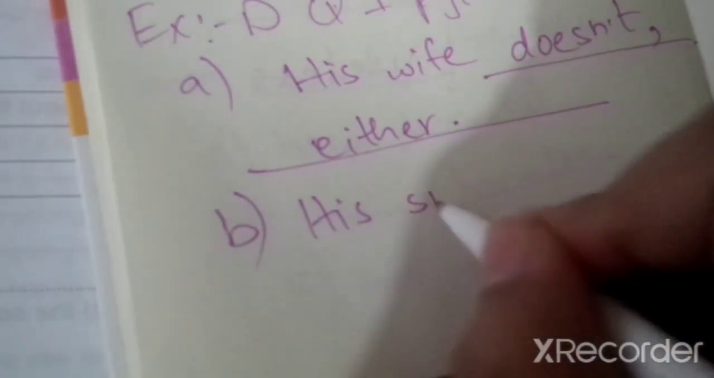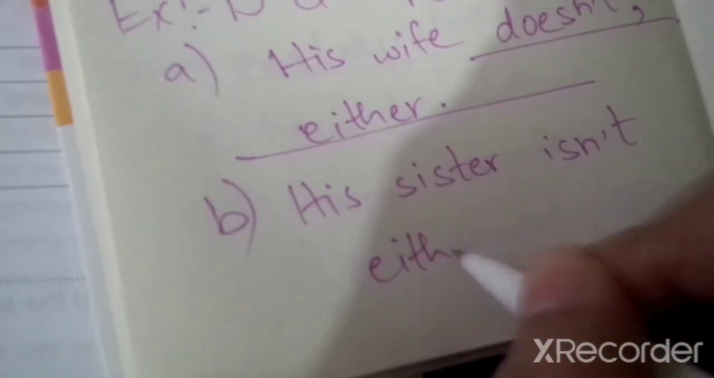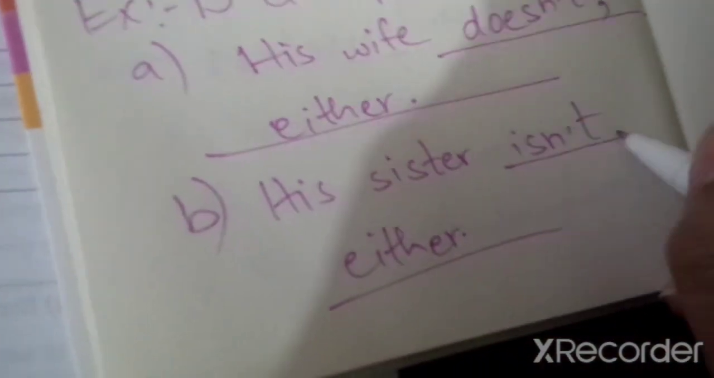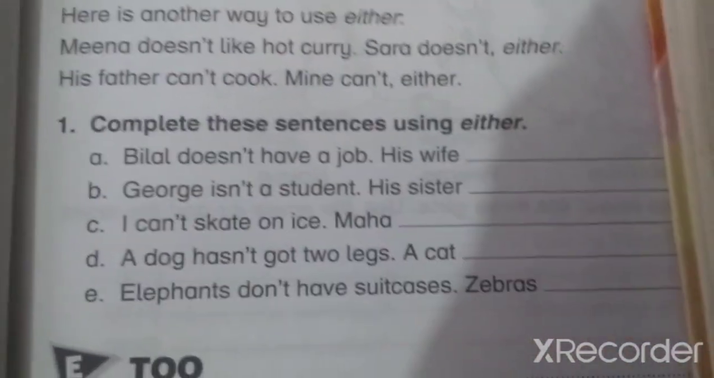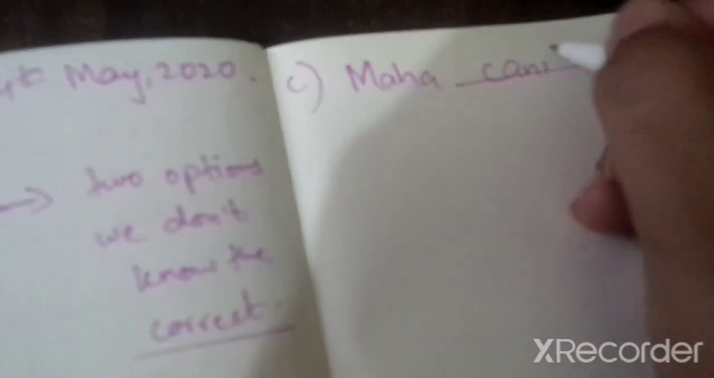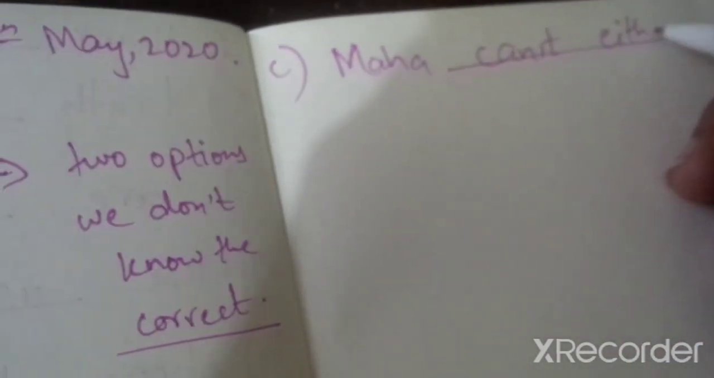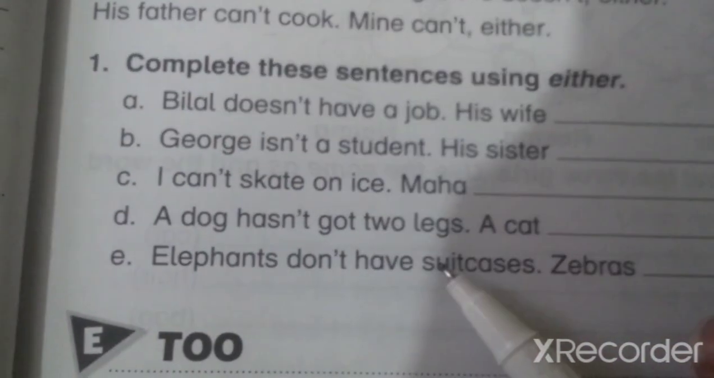B part, George isn't a student. His sister isn't either. Now see, isn't was the verb that was used, so I used isn't too. C part, I can't skate on ice. So the next sentence is Maha, and see, because can't was used, we'll say Maha can't either. See how easy it is.